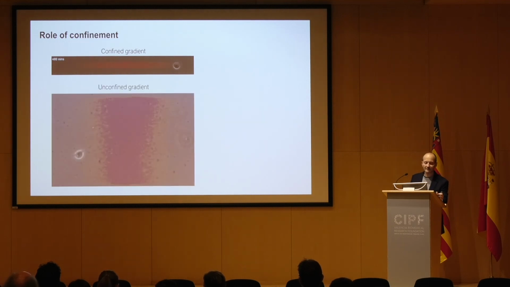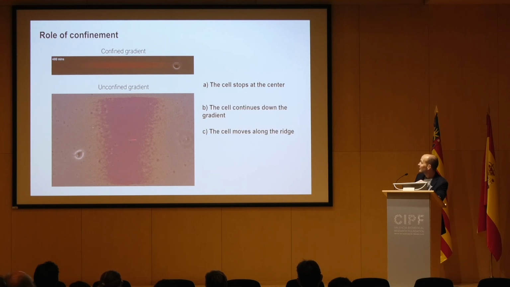What if we now offer that cell the possibility of turning? So we make a gradient that is like a 1D gradient on a 2D surface. Okay, and now we put a cell here. Option number one, the cell stops at the center, so it moves and stops. Option two, the cell continues down the gradient, so it crosses, as it does in 1D. Option three, the cell moves along the ridge.